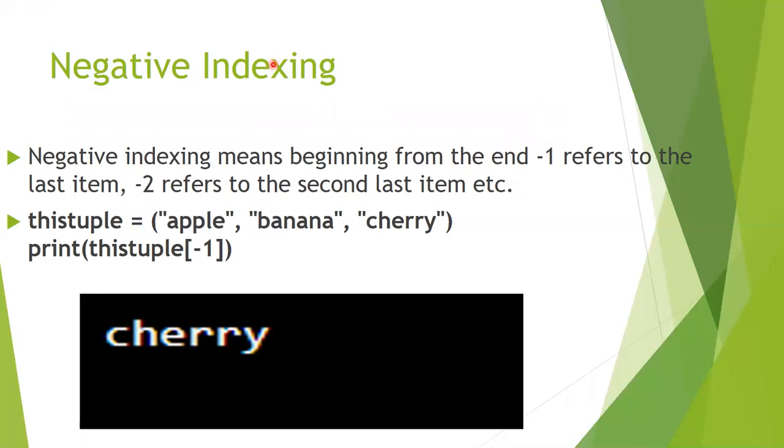Next, we can also use negative indexing. If we want to print the last element of a tuple, we have to use index -1. This name is the name of the tuple that contains elements apple, banana and cherry. So -1 will print the last element of the tuple, that is cherry. If we write -2 here, then banana is at -2. It is referred to as -1 position, -2 position and -3 position.